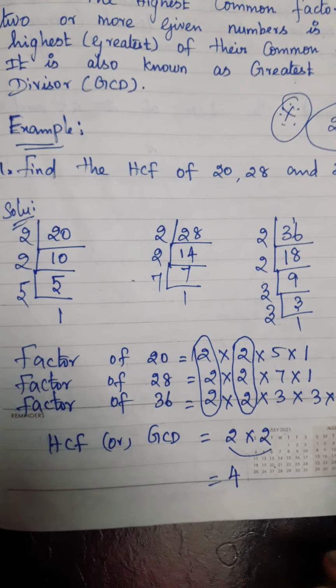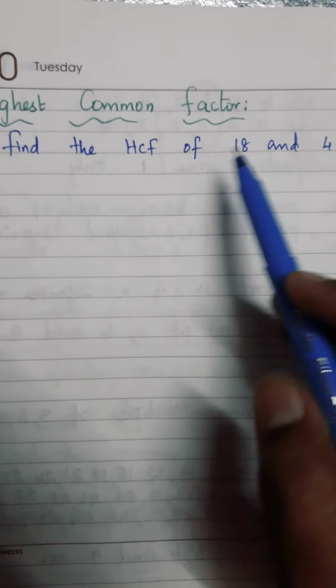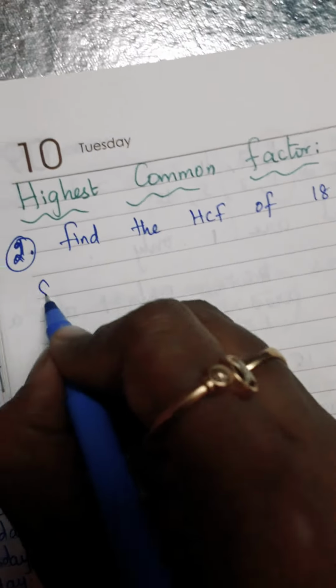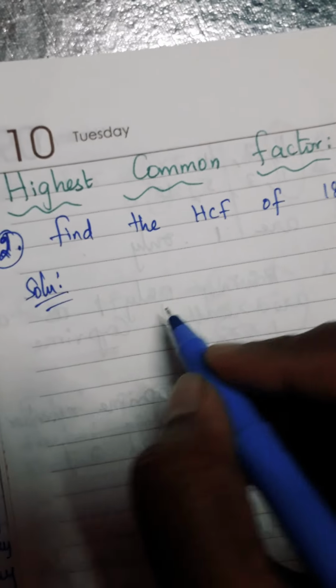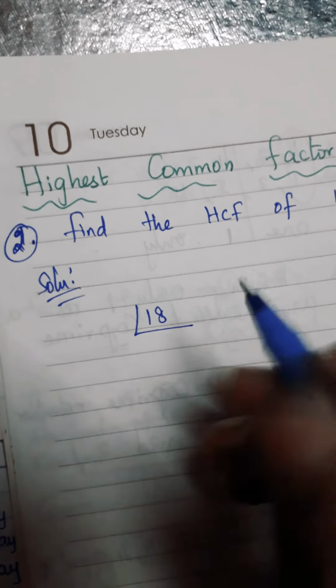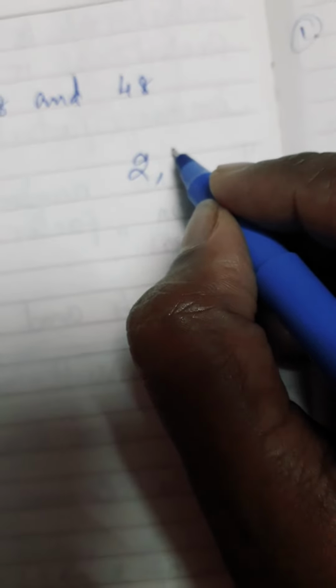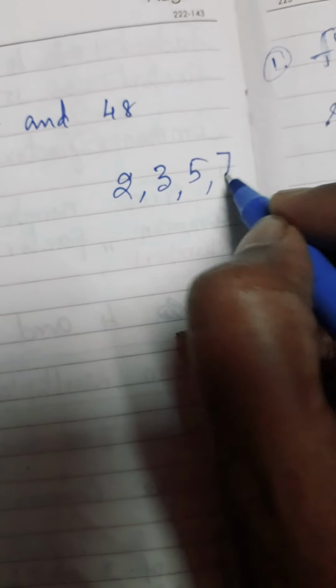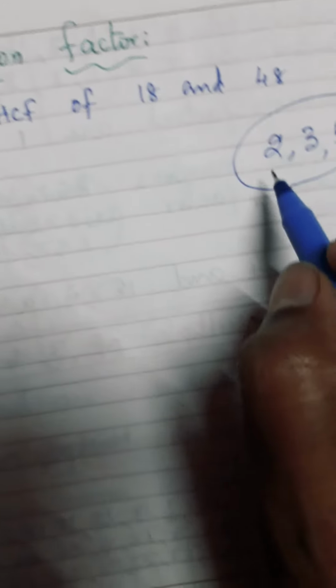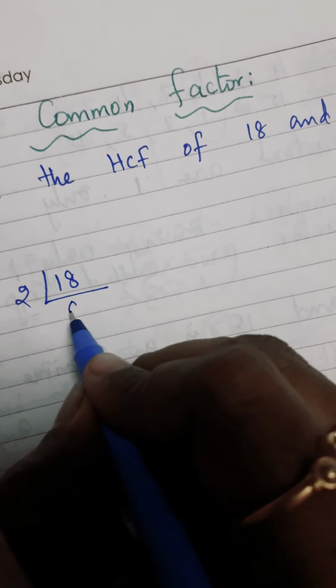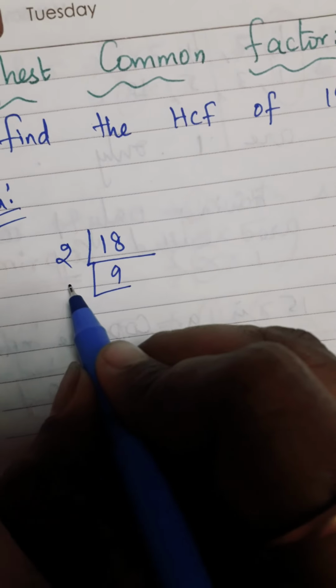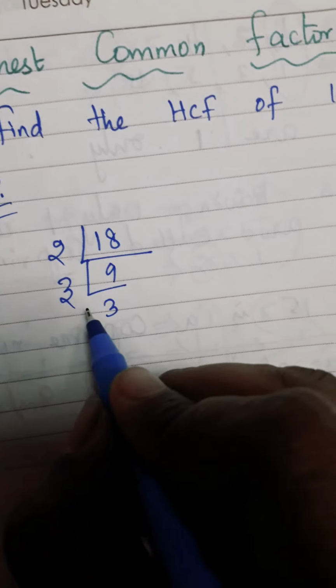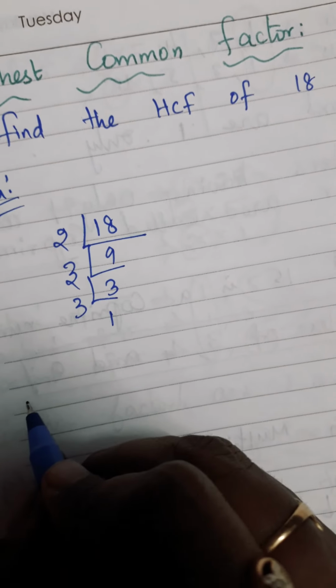Let us see one more example sum. Find the HCF of 18 and 48. First what you do? Solution. 18. How do you factorize? What I told: first select the prime numbers. What are they? 2, 3, 5, 7. This is very important. First select the 2 table. 9 twos are 18. Then select the 3 table. 3 threes are 9. 3 is a prime number, so 3 ones are 3.